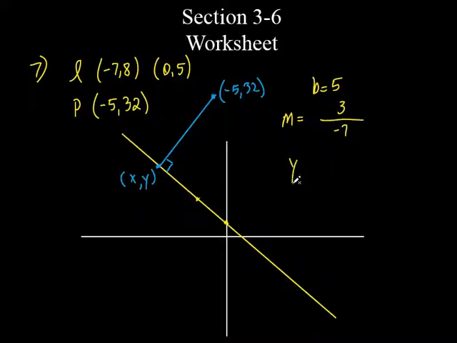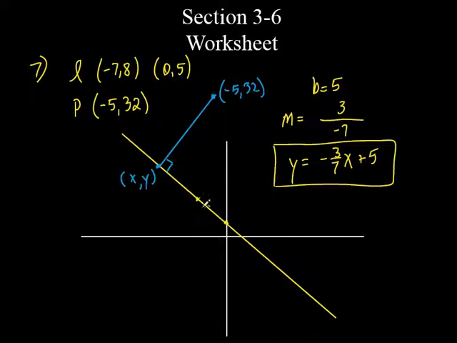So now I write the equation of the yellow line, which is y equals negative 3/7 x plus 5. And we put that in a box for safekeeping. Yes? Could the y-intercept also be 8? Or are you just choosing 5? No.